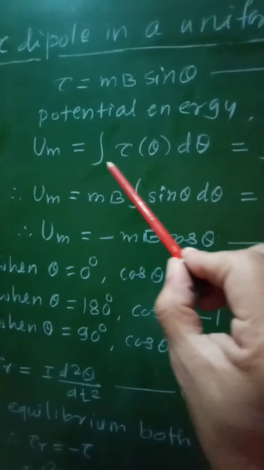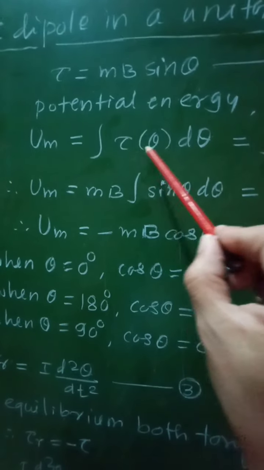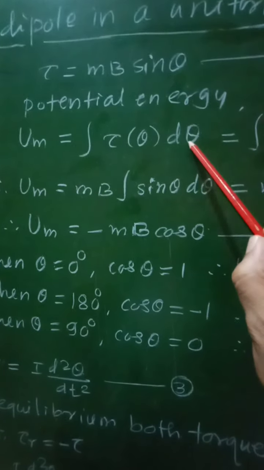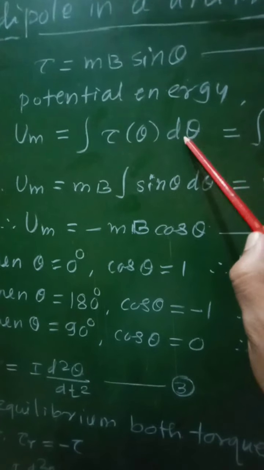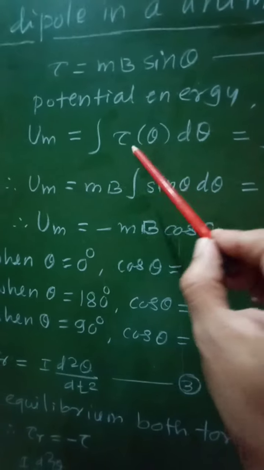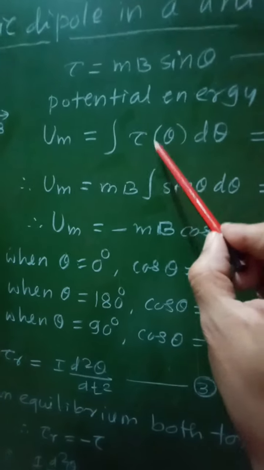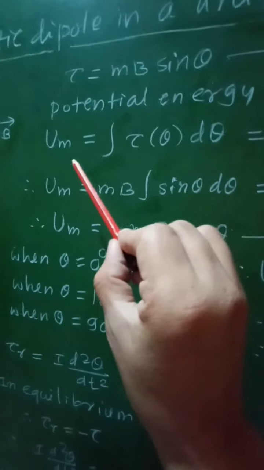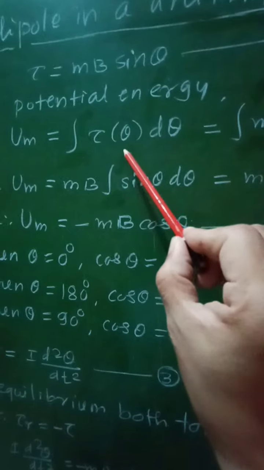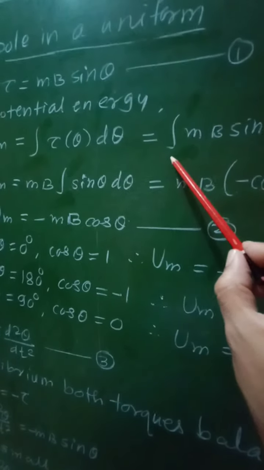Because work done is stored in the form of potential energy. Now this is the torque, that is force into perpendicular distance and into this d theta. So that perpendicular distance into d theta, that will be the displacement, and hence force into displacement, that will be the work done, and it is nothing but the magnetic potential energy. So equal to torque at any position theta into d theta, that will be equal to integration.